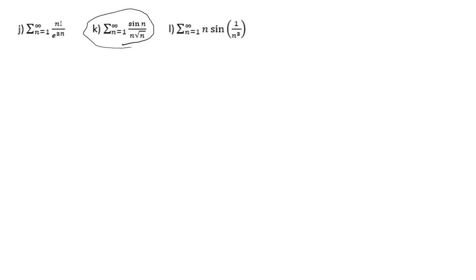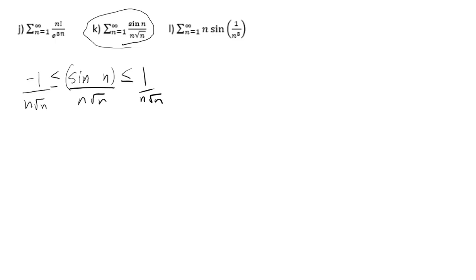Okay, let's think about this one. Sine of n, that's always a problem. Sine of n or cosine of n, these trig functions. All you know about these is that it gives you some value between 1 and -1. So we should try to see what happens to these two series.